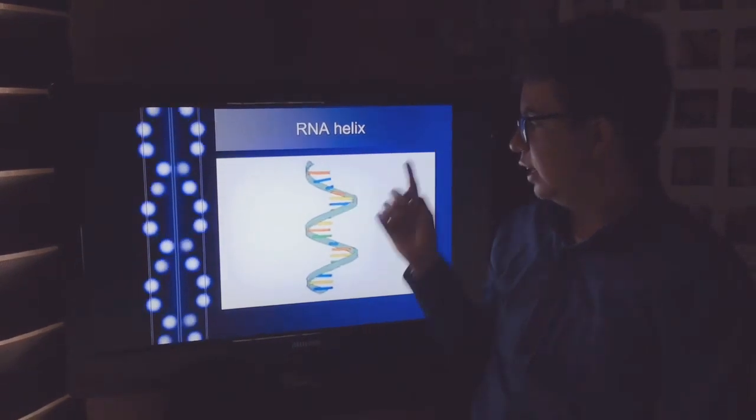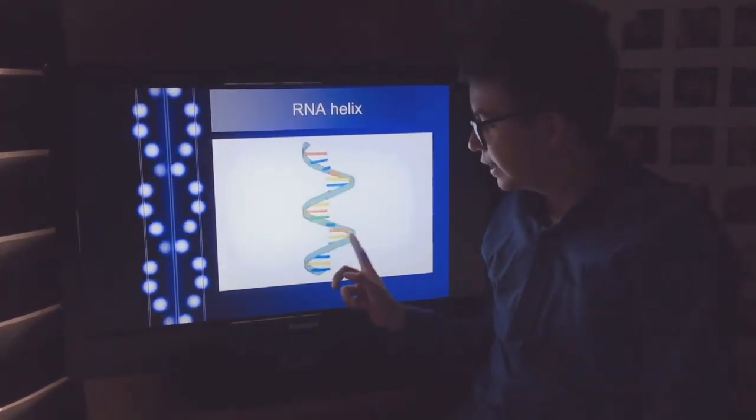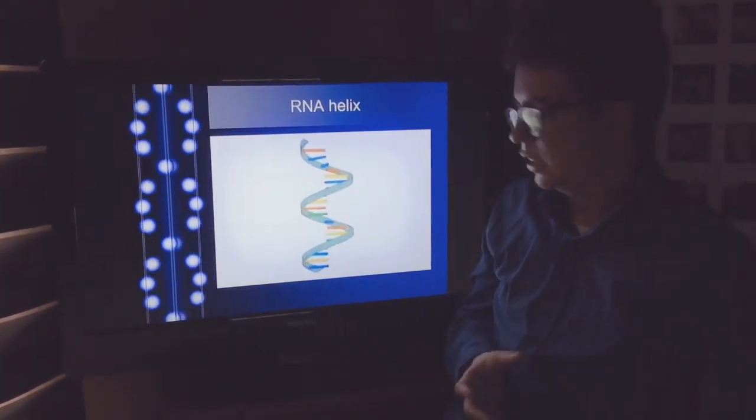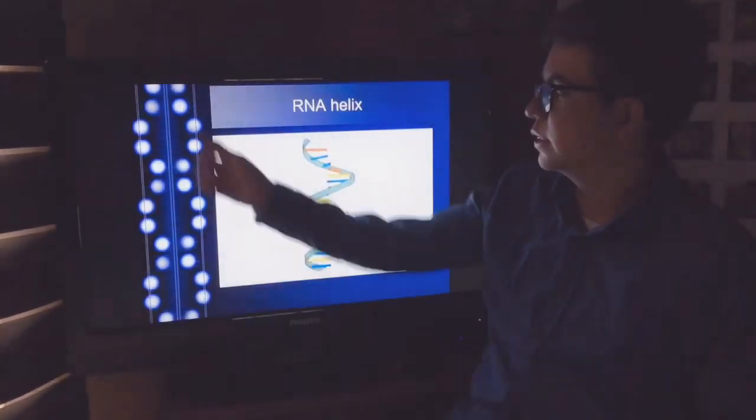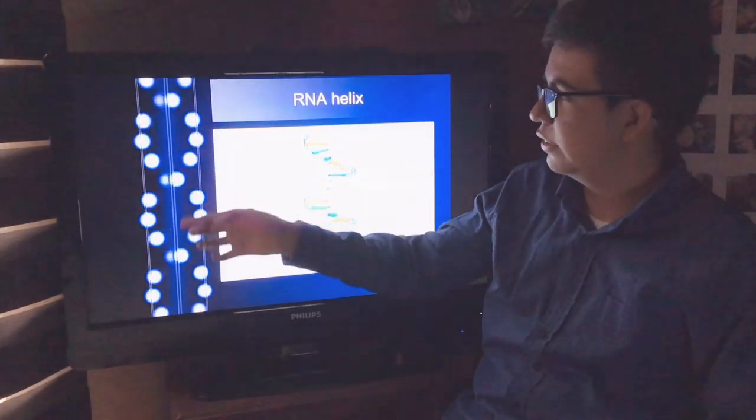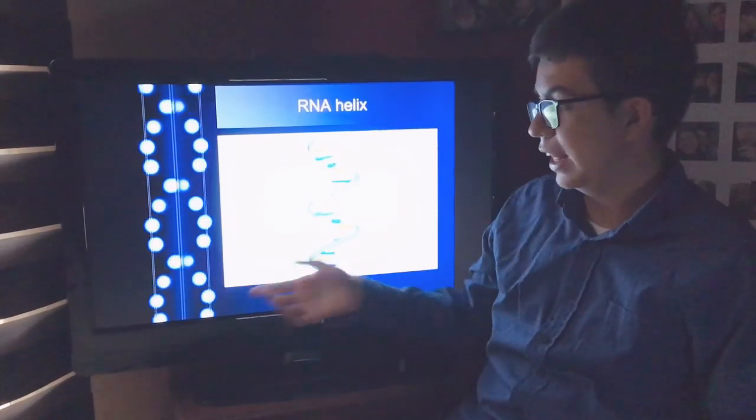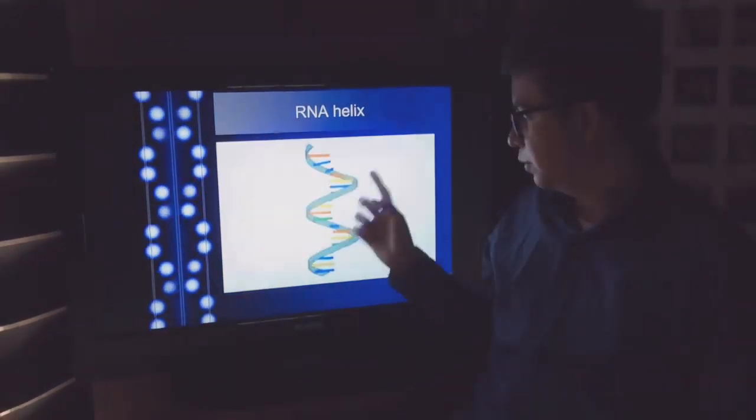The RNA helix is this form that we see here. It's not helicoidal. The helicoidal form is on the DNA. The DNA, if you see, is like a helix, but double, and this one is only one.